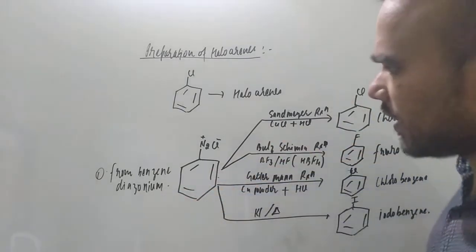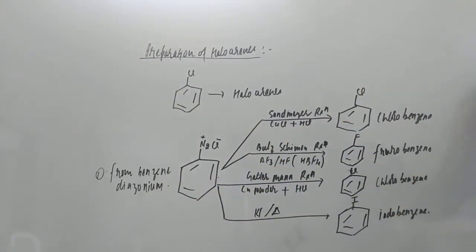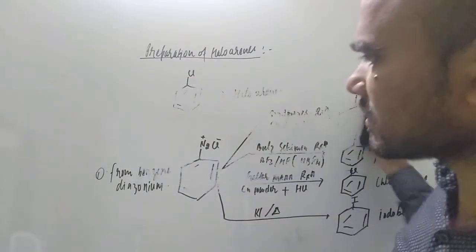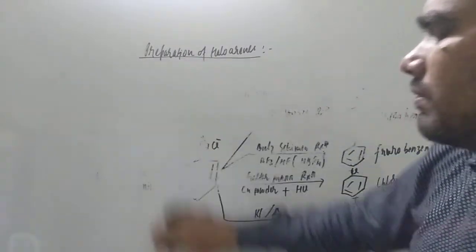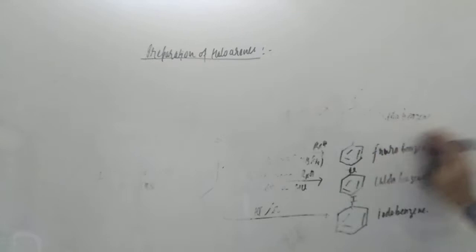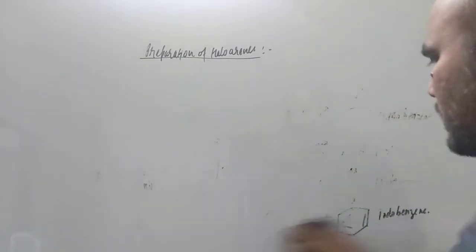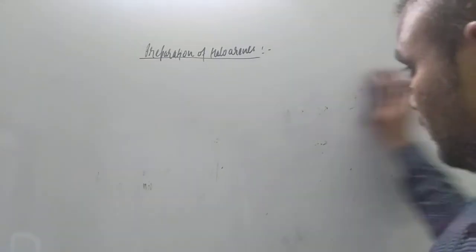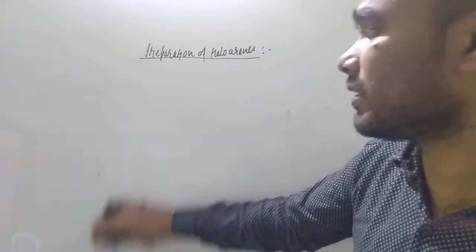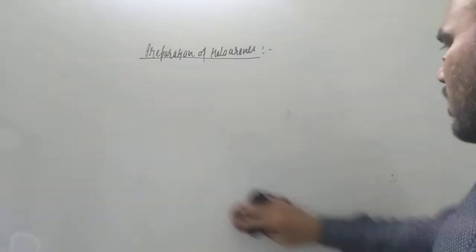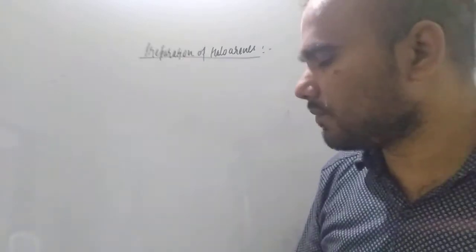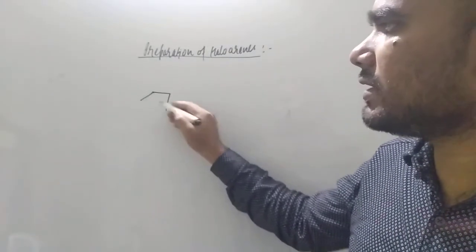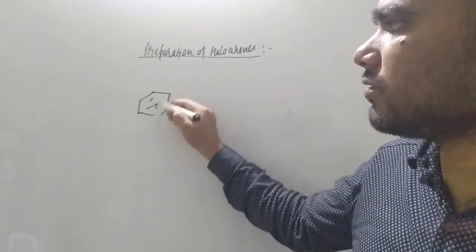If you want to understand in a little detail, these reactions are quite easy, but you have to memorize their mechanisms. Sandmeyer reaction, Balz-Schiemann reaction and Gattermann reaction are very important for conversions. First of all, we took benzene diazonium chloride.